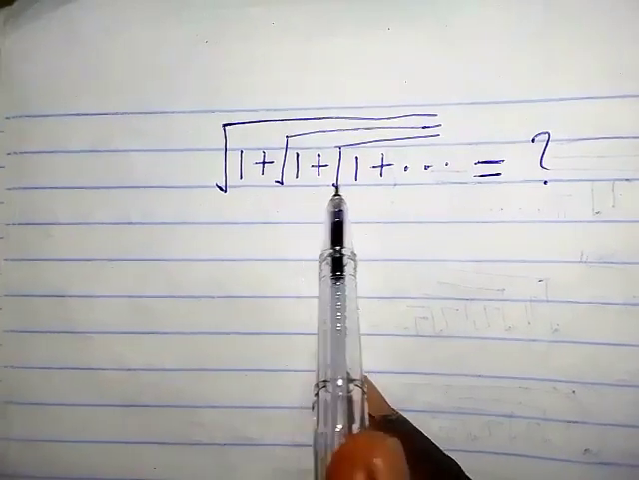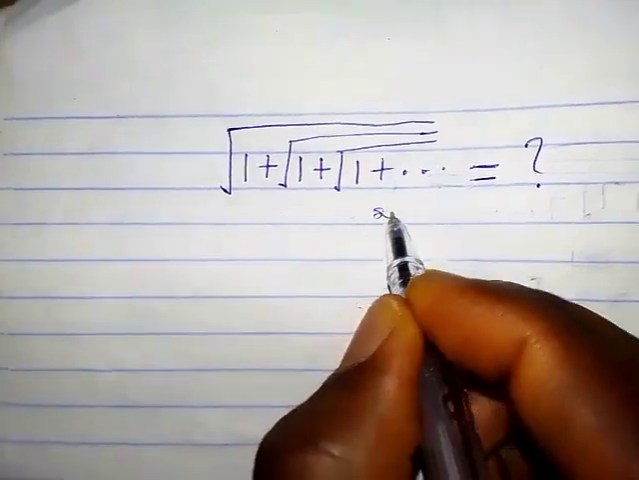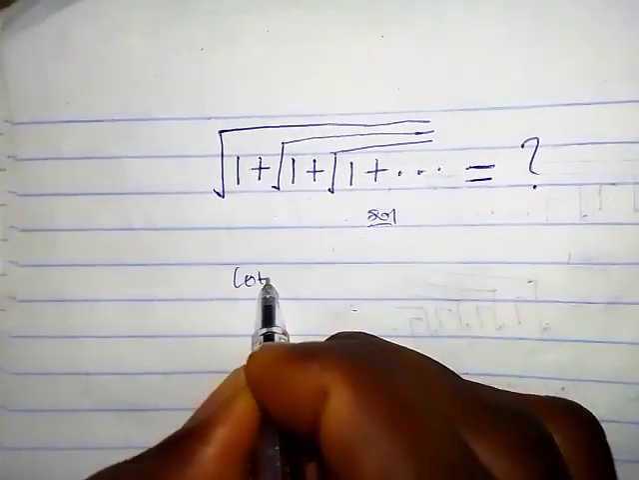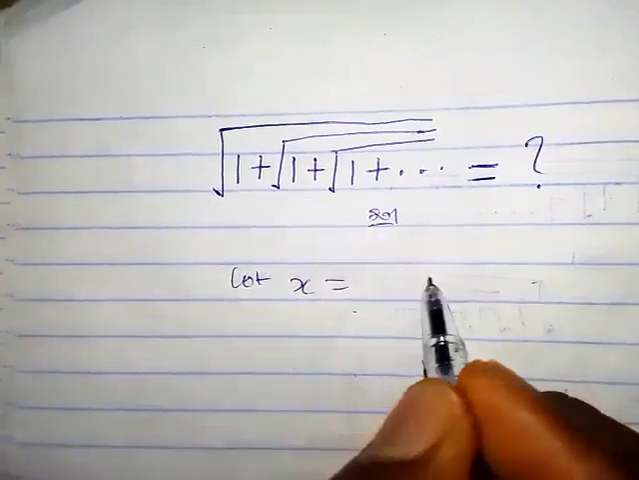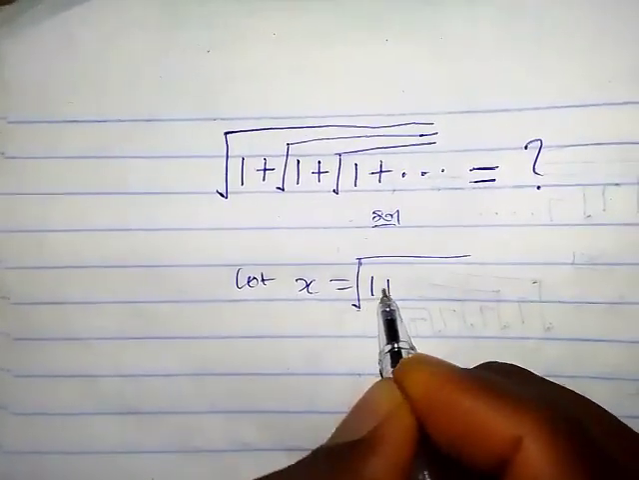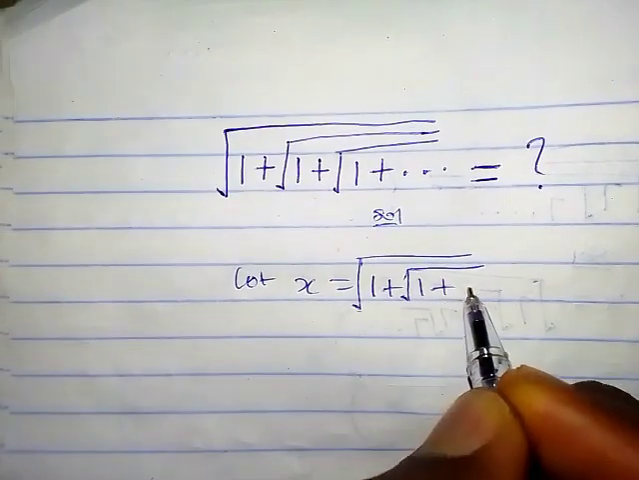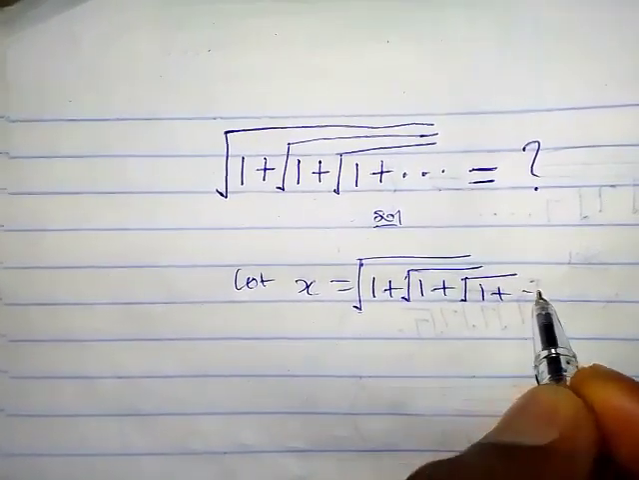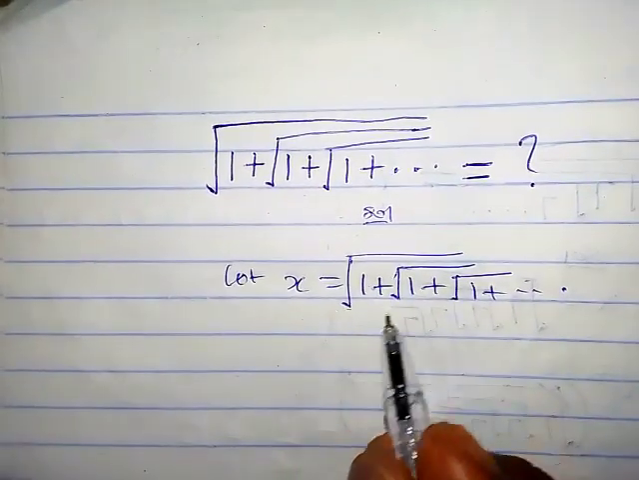How do we solve this nested square root? Solution. So let's assume x equals this whole guy. So we have the square root of 1 plus the square root of 1 plus the square root of 1 plus on and on like that. So we just square both sides of this equation.